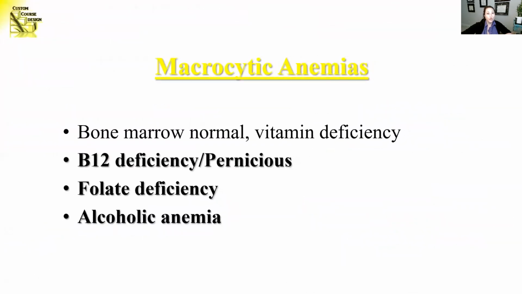All right, so that was all of our normocytic anemia. So now let's do our macrocytic anemias. Remember, the factory works, but we have a vitamin deficiency for the red blood cells. So the three types we'll talk about here: vitamin B12 deficiency, folate deficiency, and anemia of chronic alcoholism.